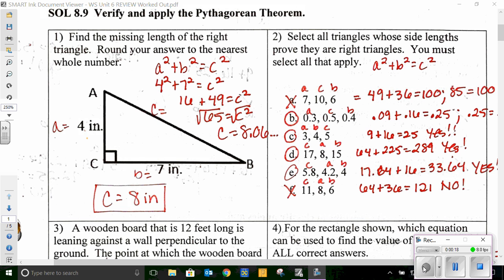So this is the first couple of questions. Number one, we're finding the missing length of the triangle. We're looking for this right here, which is our hypotenuse. So from A to B, that is our C value. Remember that the 4 inches here and the 7 inches here, it could be A as I've got it and B, or this could be B and this could be A. It doesn't matter which way it is. But the only thing that does matter is your hypotenuse must be C.